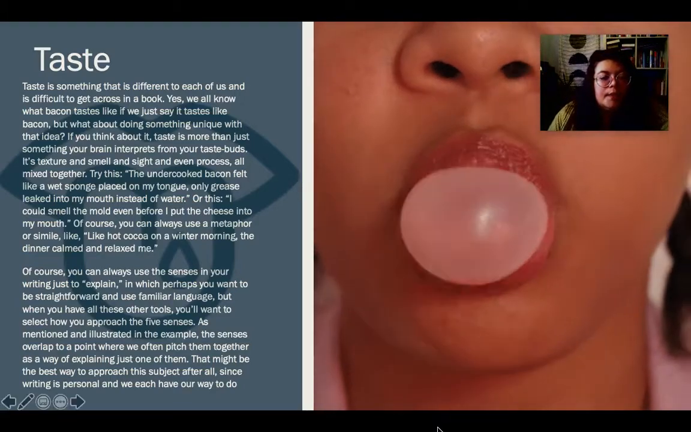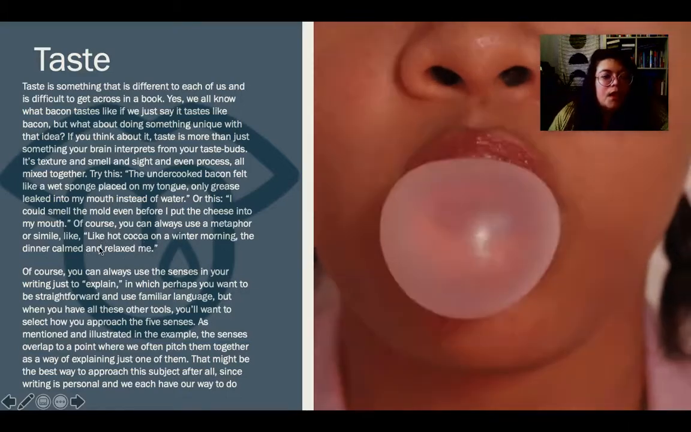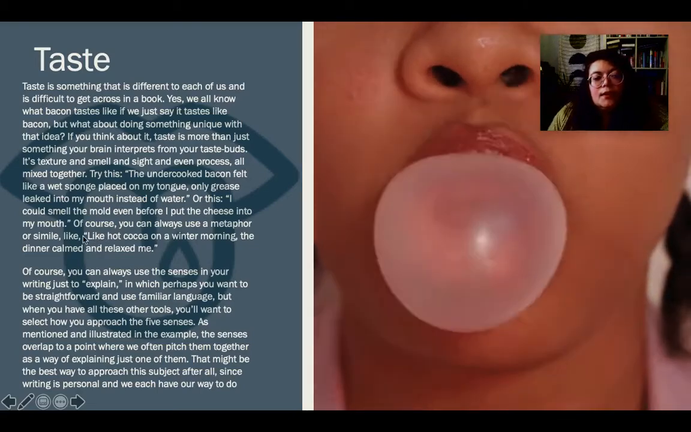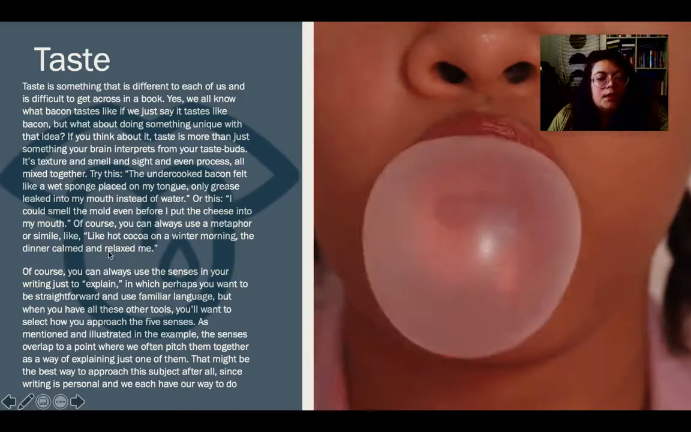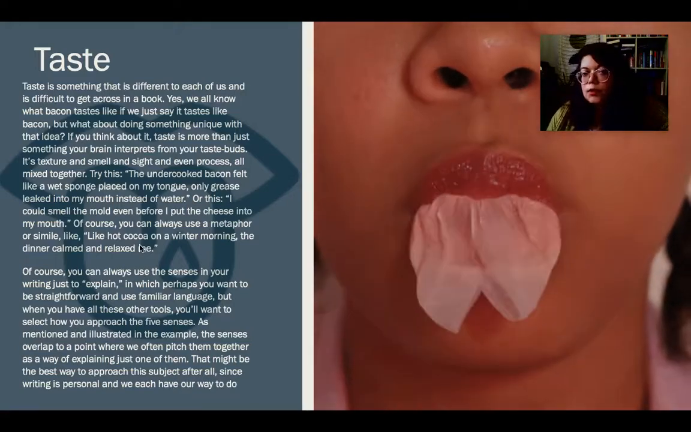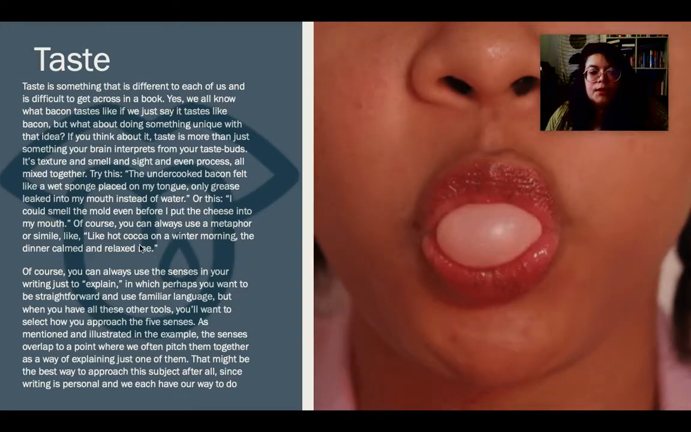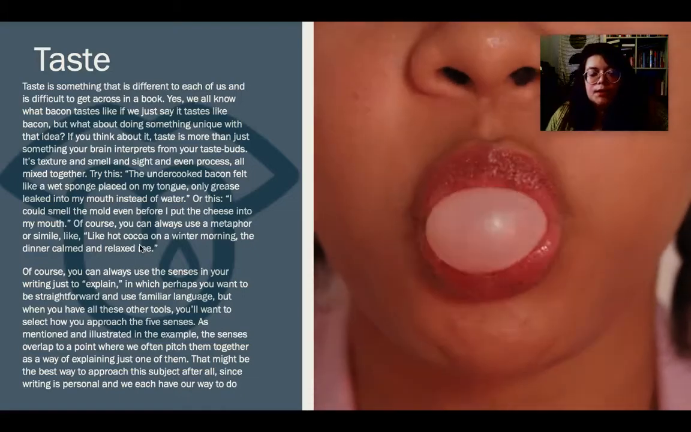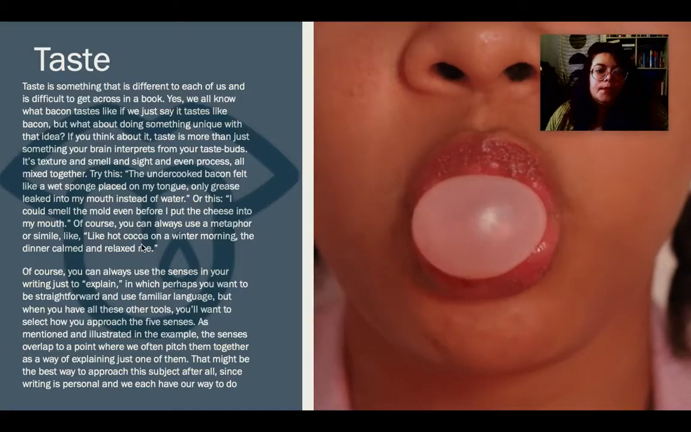Here: I like hot cocoa on a winter morning, the dinner calmed and relaxed me. Right. And so we're using hot cocoa to refer to the dinner that calmed and relaxed me. But so there's this familiarity that hot cocoa gives us. There's this sort of peace, that stillness too of winter that we associate when we're drinking hot chocolate. That it is still, it is peaceful, it is calm, and we're not fighting to get through dinner.